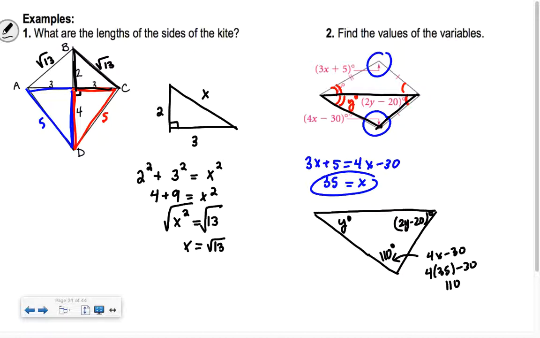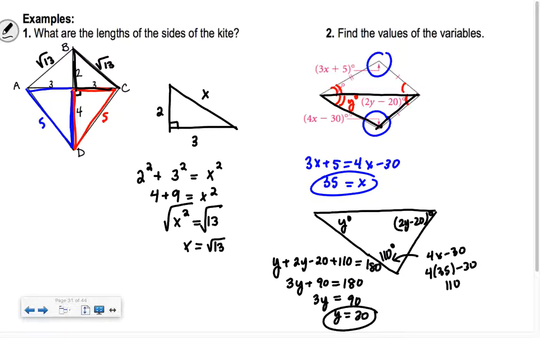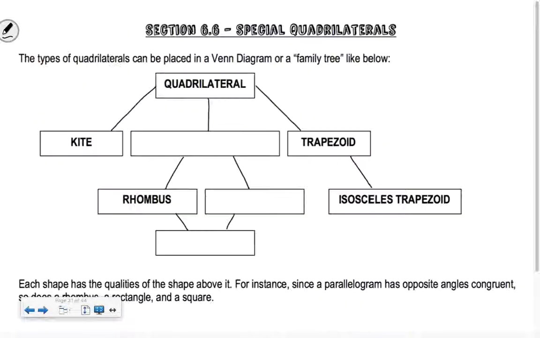So then how can we get y? So we say y plus 2y minus 20 plus 110 has to equal 180. So it's the triangle sum theorem. We just add up the angles to get a total of 180. So we have 3y plus 90 equals 180. We subtract our 90 over. So we get y equals 30. So y is 30 and x is 35. Okay, does this make sense? Do you guys get it? Okay, I think that's the end of that section.